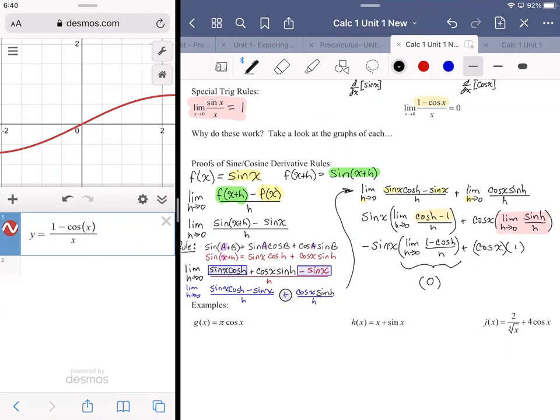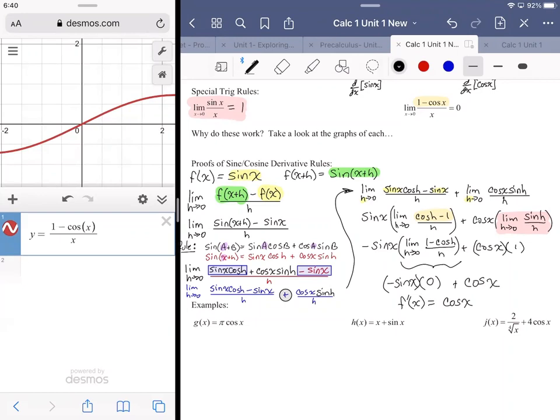Also, if you're ever unsure if a rule is a rule, pop it into Desmos and have a look. So here we're looking at negative sine of x times 0 plus cosine of x. That's going to result in cosine of x, and that would therefore be our derivative. So that's my f prime of x. So we got there. Took a while, but we got there.